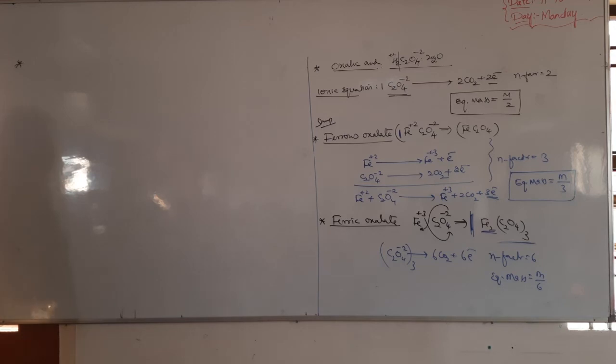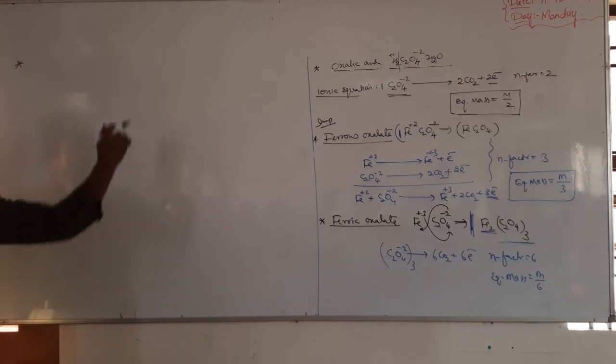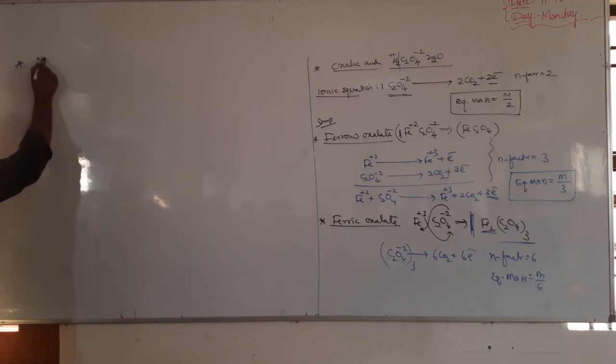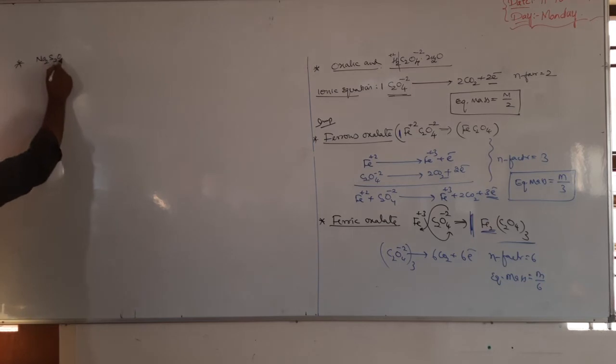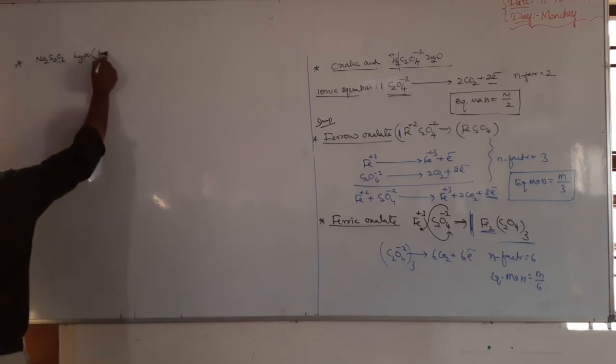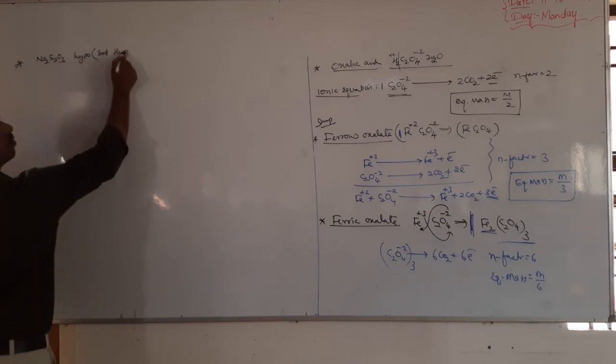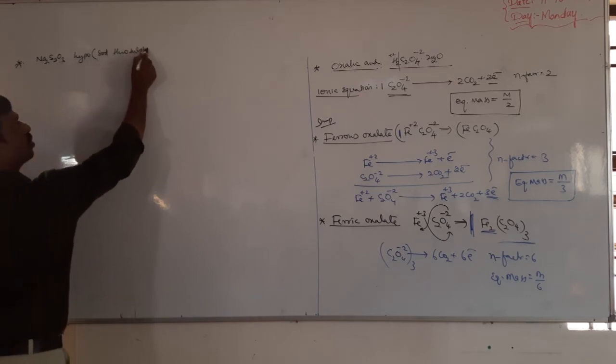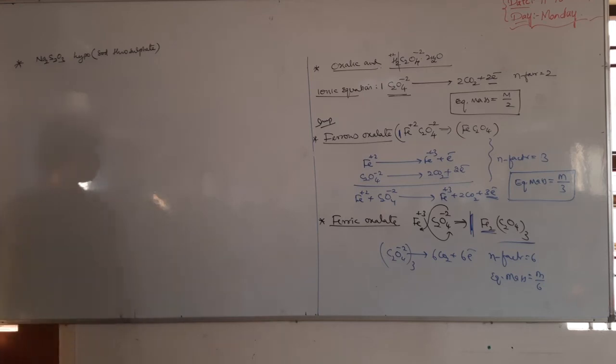Next, what is given next? The list is given, no? Sodium thiosulfate, right? Na2S2O3, which is also called hypo. Sodium thiosulfate or hypo.